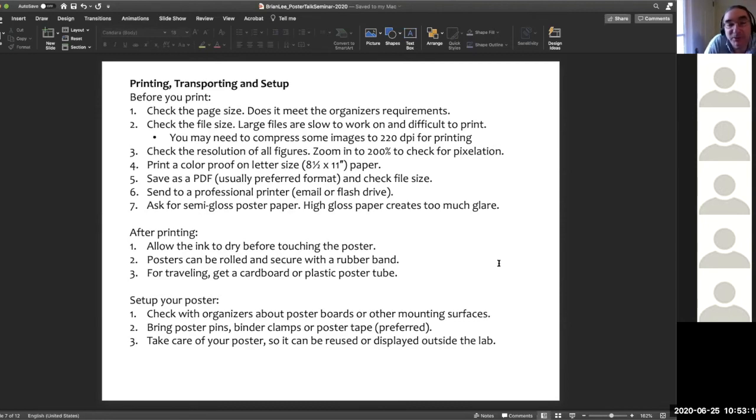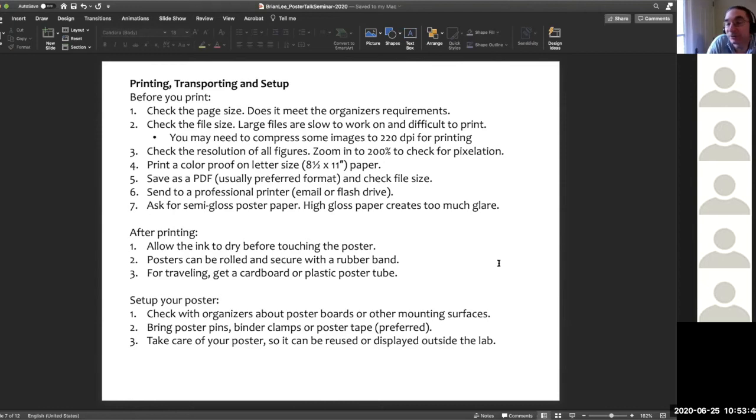Now, along the same lines, before you go to print the poster, check the resolution of the figures and make sure they're not pixelated. So if you have images that are, say, 100 dots per inch, and you zoom in and look at them at 200% magnification, you're going to see this pixelation. Everything's going to seem kind of blurry and blocky, and it's going to look like you created the figure using Minecraft or something like that. So you want to avoid that for posters.